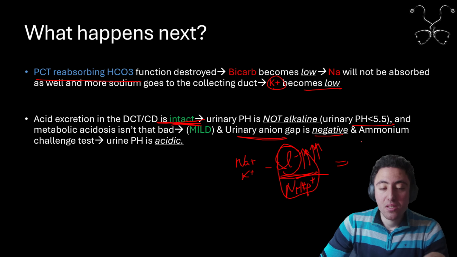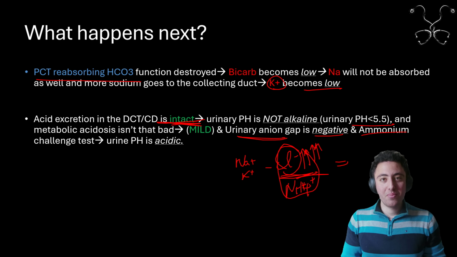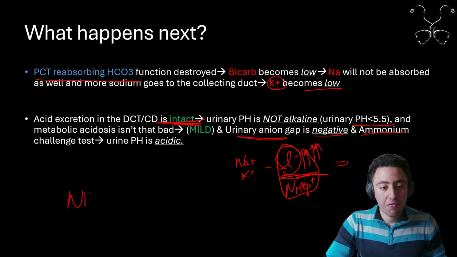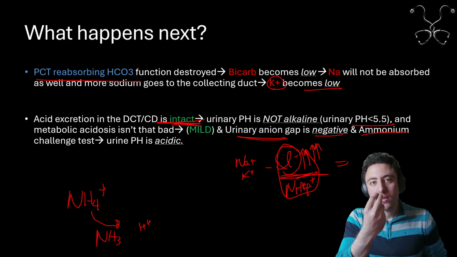Ammonium challenge test is going to lead to what? First, you need to understand the ammonium challenge test. Basically, when you give the patient ammonium, what does ammonium do in the blood? It releases a hydrogen ion, right? So ammonium is NH4 positive. When you release the hydrogen ion, it becomes ammonia, NH3, and a hydrogen ion. So basically, you're giving the patient acid. You're giving him acid.